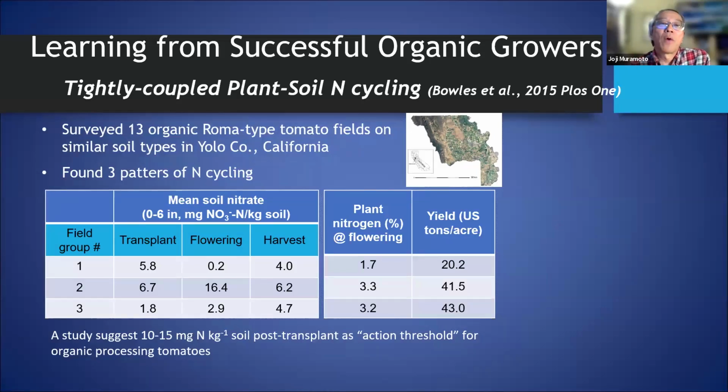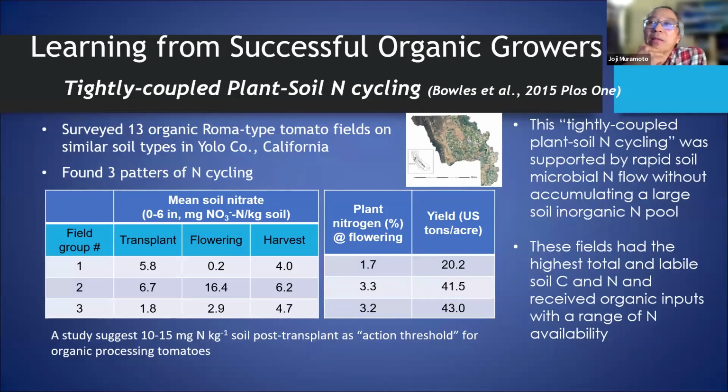And group 2 was the opposite. Relatively high soil nitrate throughout the growing season and high plant nitrogen percentage and high yield. This is that kind of typical. But the third group is interesting. The nitrate level in the soil was pretty low during the whole growing season. However, plant nitrogen was similar to the second group, and yield was actually similar or even higher than the second group. So what's going on in the third group?